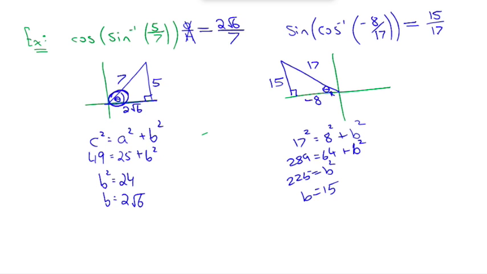Opposite over hypotenuse. See, everything goes back to those triangles. And all we do is keep drawing the same pictures over and over and over again.